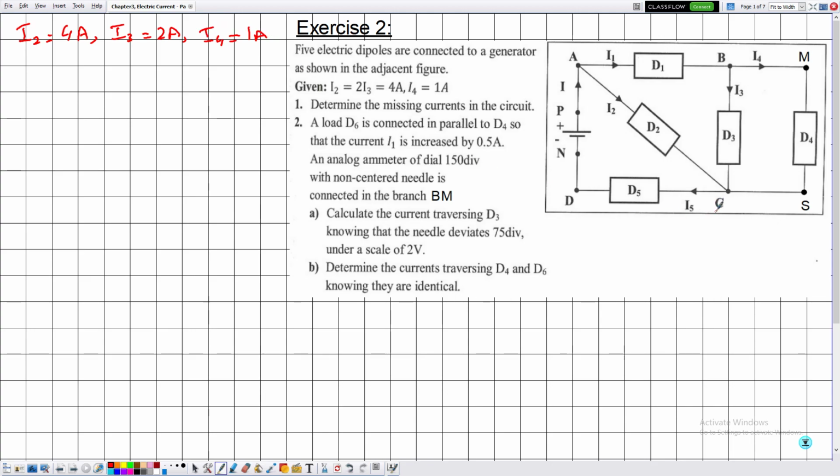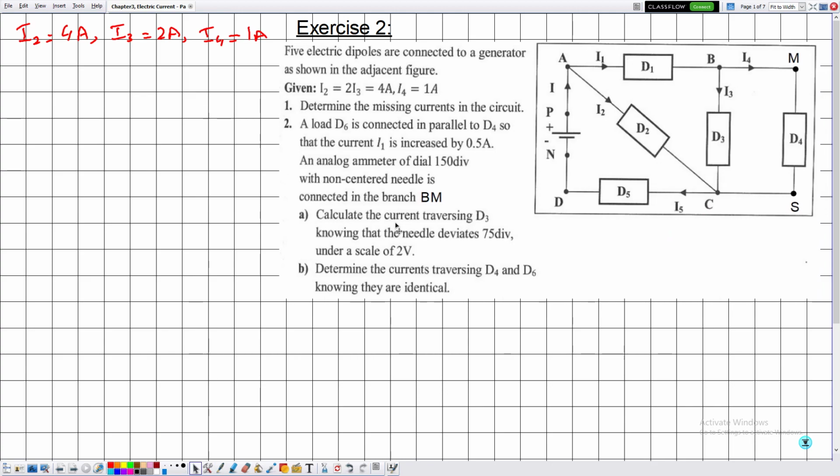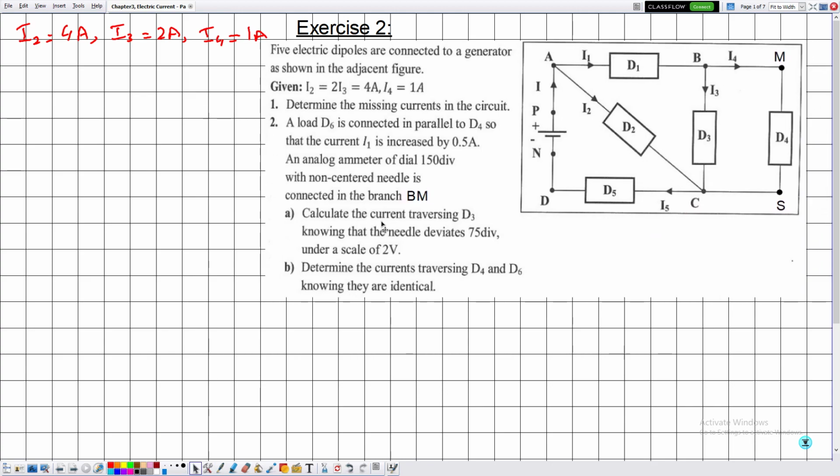And as we have said previously, the trick in solving such type of exercises is to label the traverse current and the applied voltage on the electric circuit itself. Then here let me say that we don't have the value of I1, we have the value of I2, which is equal to 4 amperes. We have the value of I3, which is equal to 2 amperes. And I4 is equal to 1 ampere.